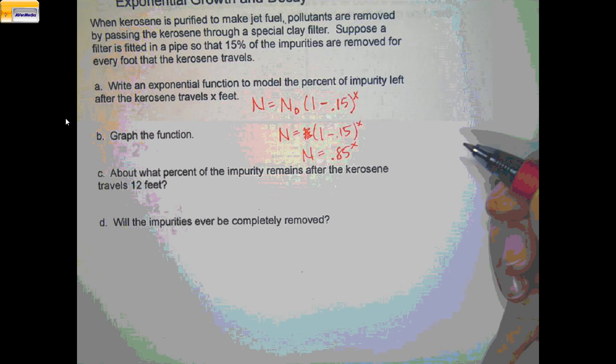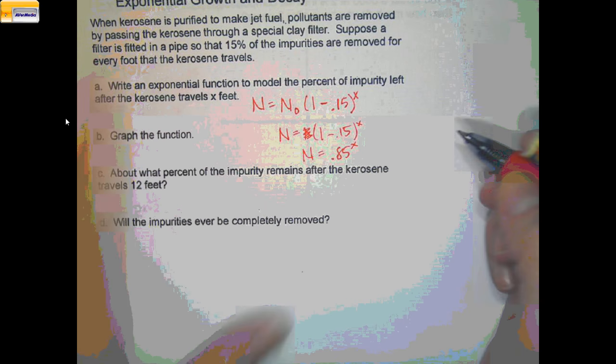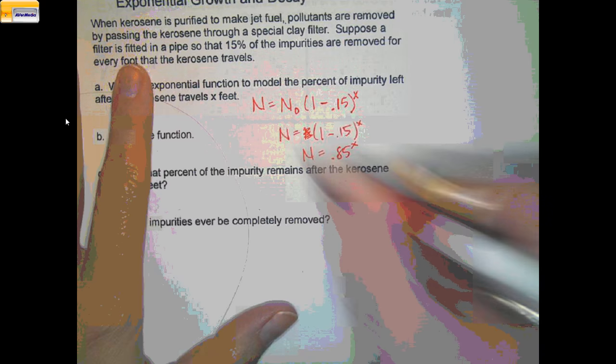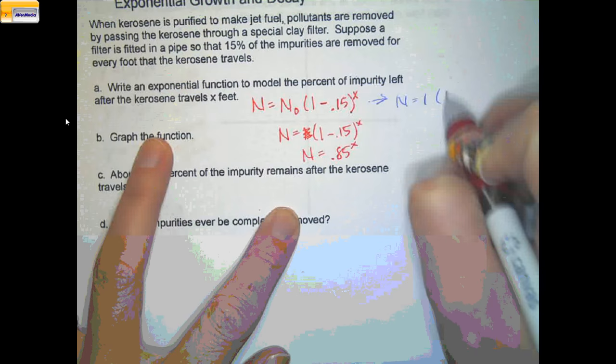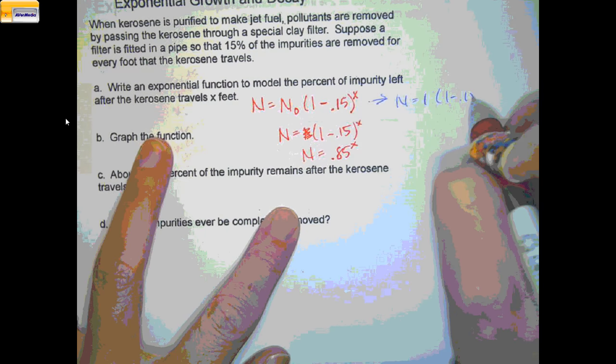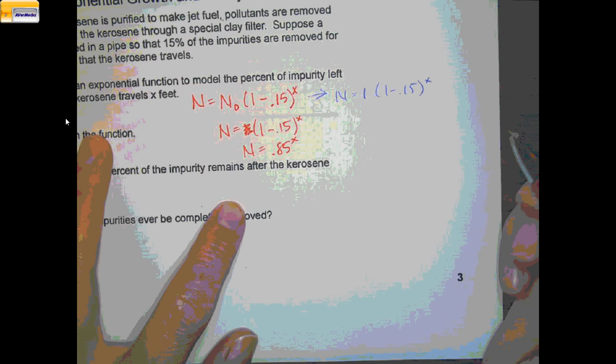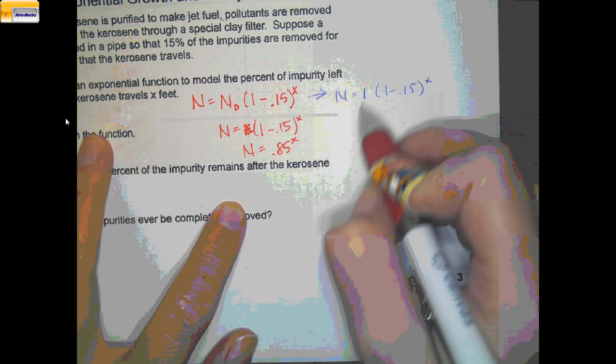So wait, how do we do that again? Okay, let me say it again. We don't know what the initial amount is because they didn't tell us. Let's just pretend that it's 1 unit, whatever that means. So it looks like that. To get rid of this 1, I'd have to divide both sides by 1.